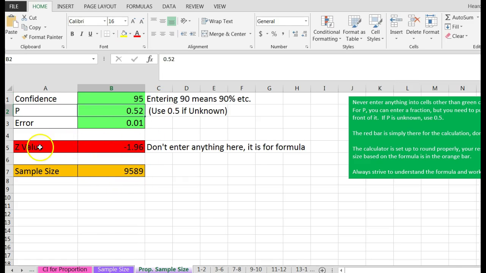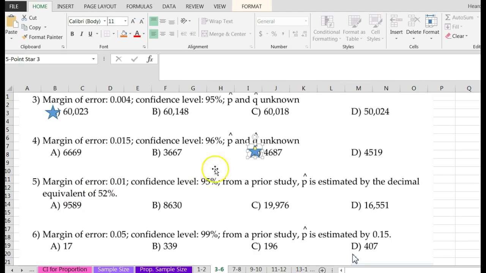Don't ever mess with the red bar. It's just there for you to see the Z value. It says I need a sample size of 9,589. Let's see if that's a choice. Bazinga. We nailed it. It's choice A on this one.